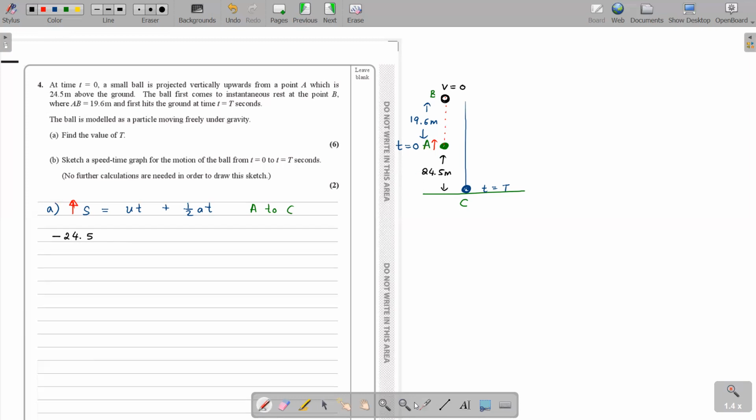This entirely depends on the direction that you choose at the very beginning, because you could choose downward as positive. In that case, the A to C downward displacement is positive. Anyway, choose one direction and go with it. We are going to choose up as positive. So from A to C, we don't have an upward displacement, we have a downward displacement, so negative. What about the starting speed U? U is not given, right? Okay, U is not given, it's okay.